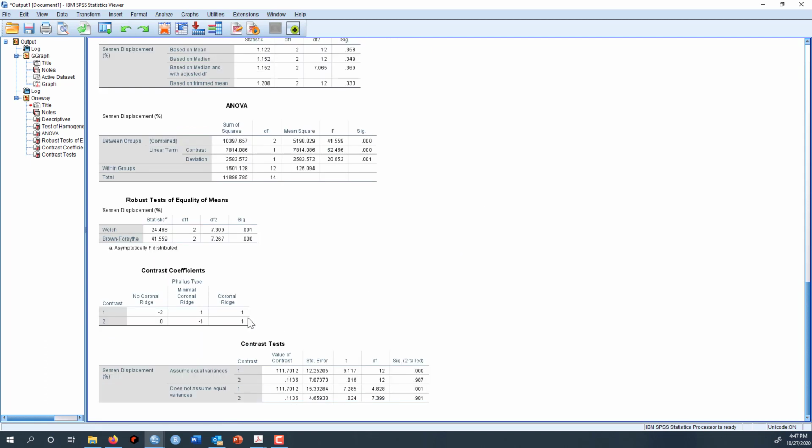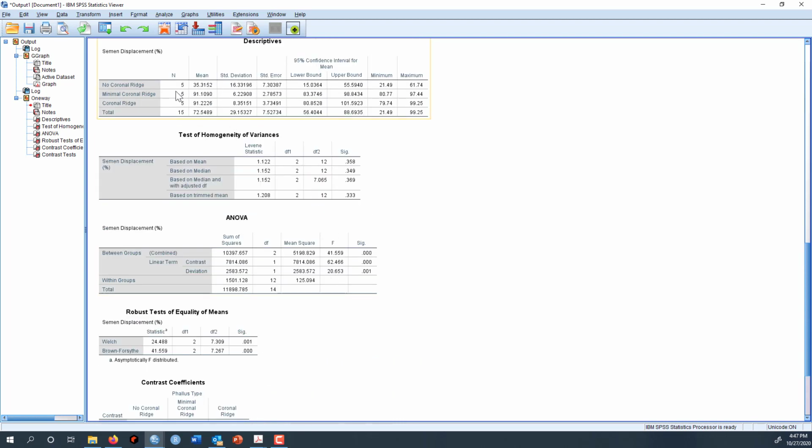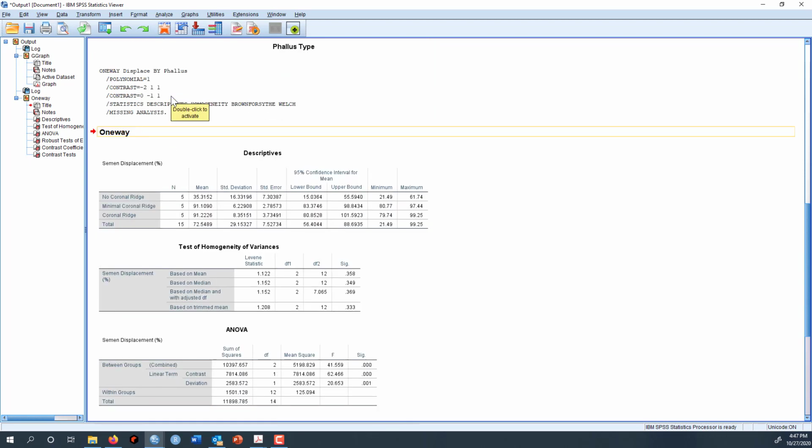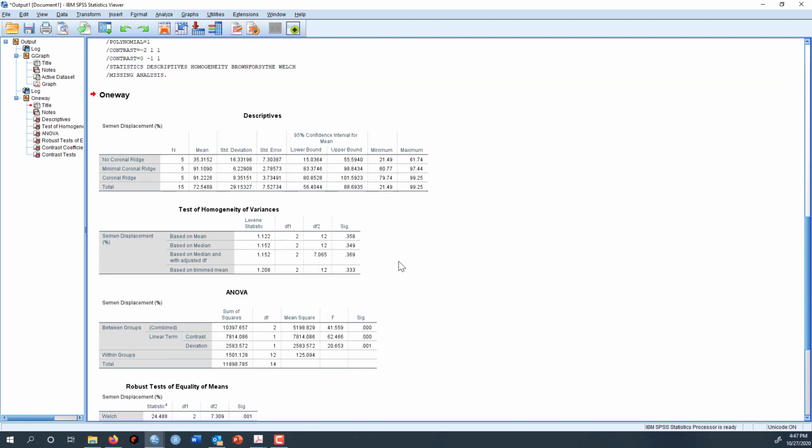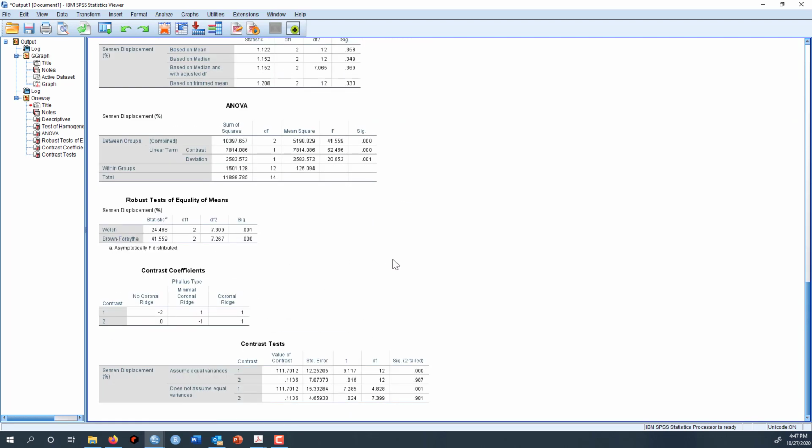Okay. So then we get to these contrasts, and contrast 1, remember, compared this no coronal ridge condition to these two. It was -2 here, and then 1 and 1 here. So in that contrast, it is significant.